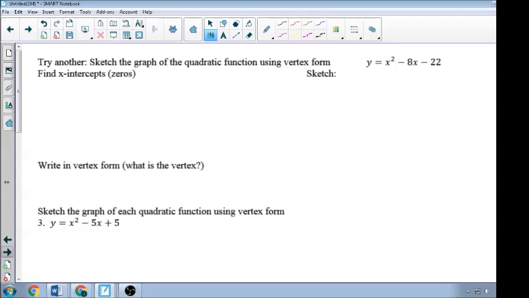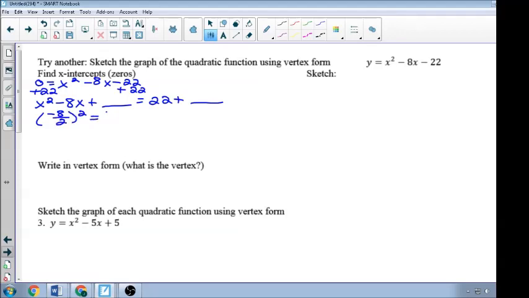So the first thing we want to do is find our zeros. Here's our original equation. Obviously we want to add the 22. So instead of y, I'm going to put 0 in for y. x² - 8x - 22. I'm going to add the 22 over. Now I want to rearrange this just because it helps me visually. So I'm going to add my blank. I have my 22 plus blank. Go ahead and solve. So it would be (-8/2)² = (-4)², which is 16.